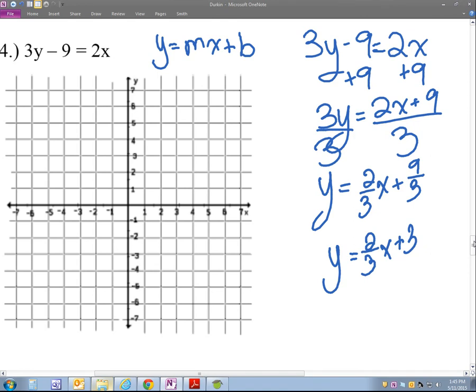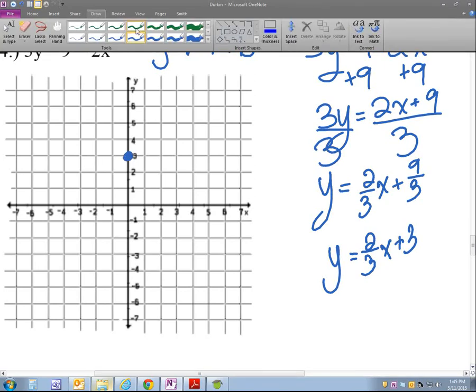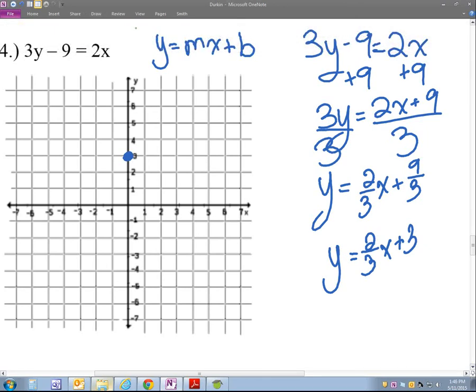So would the coordinate be 0, 3? Yes, 0, 3, because our b is plus 3. So there's our point, and then we have to go rise over run, so we're going up 2 and to the right 3, because slope is rise over run. And we are rising 2 and jumping to the right 3. 1, 2, 3. Here's my next point.